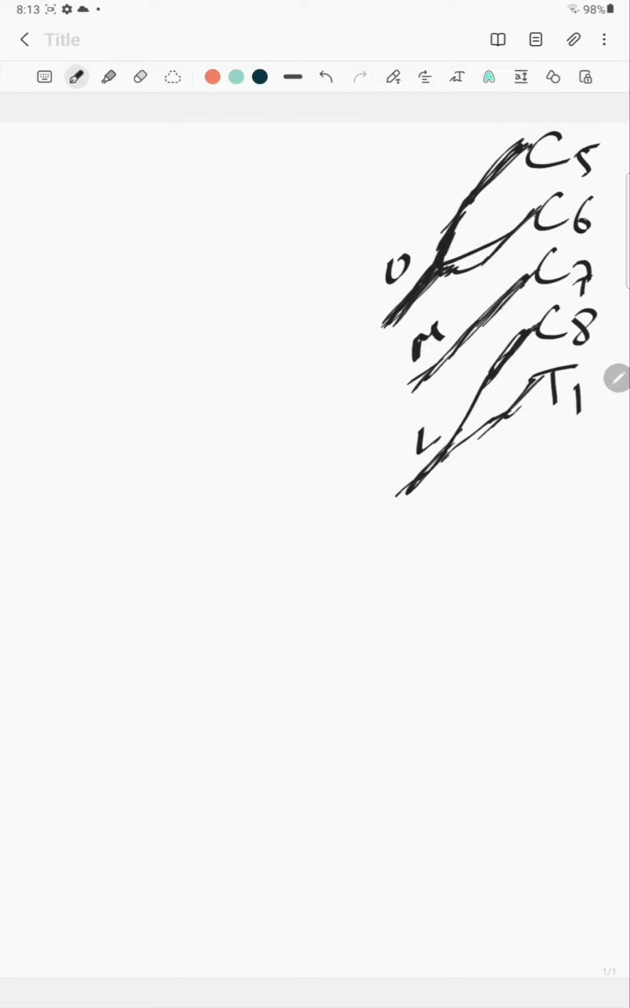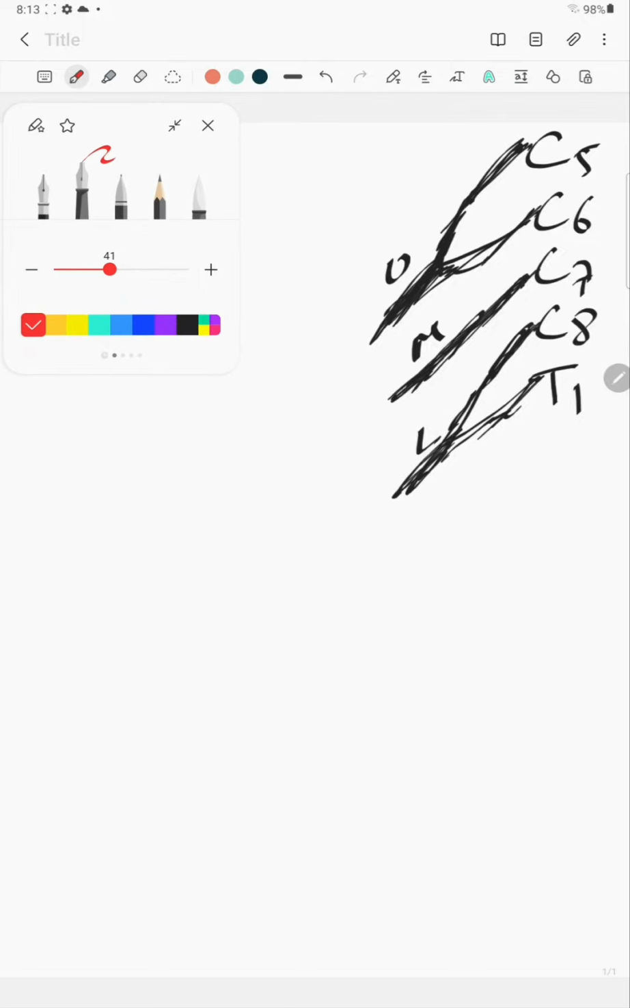These are the roots: C5, C6, C7, C8 and T1. C5 and C6 unite and they form upper trunk of brachial plexus. C7 continues alone as the middle trunk of brachial plexus, whereas C8 and T1, they unite and they form lower trunk of brachial plexus. Now each trunk of brachial plexus divides into divisions.